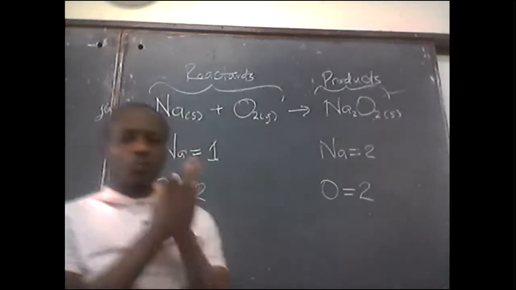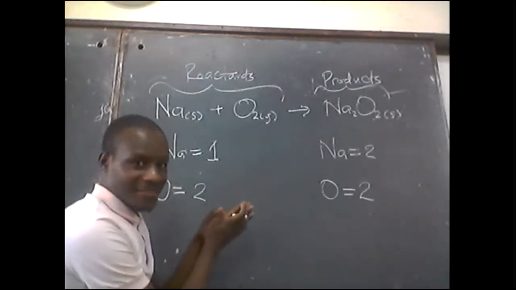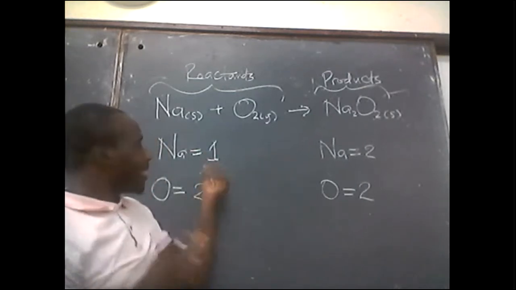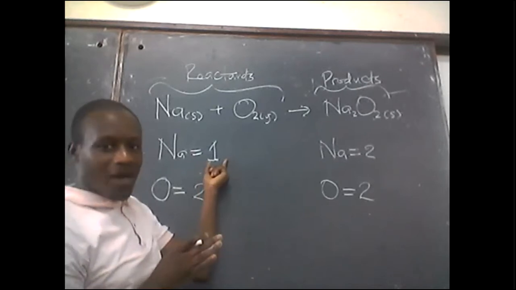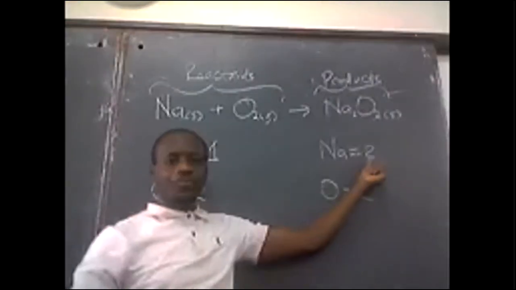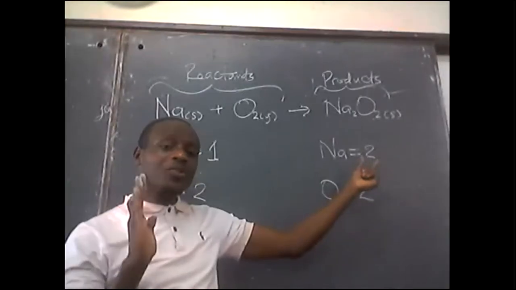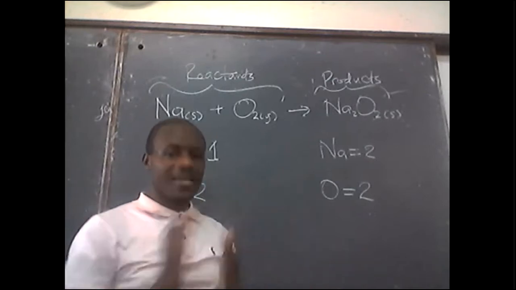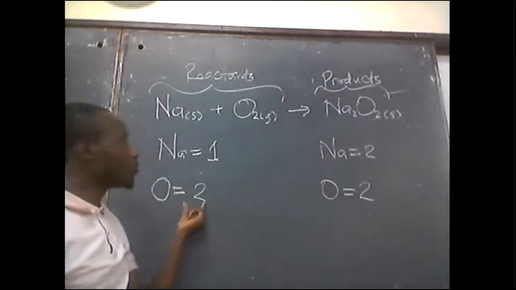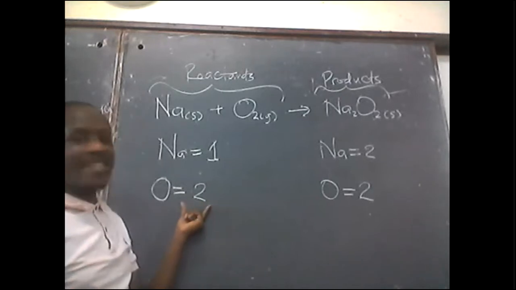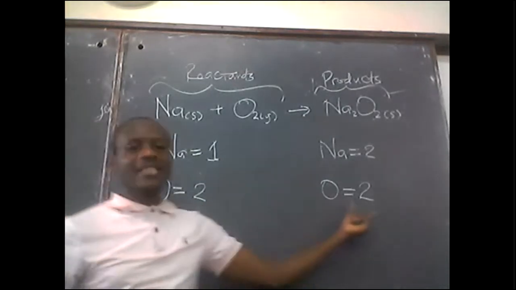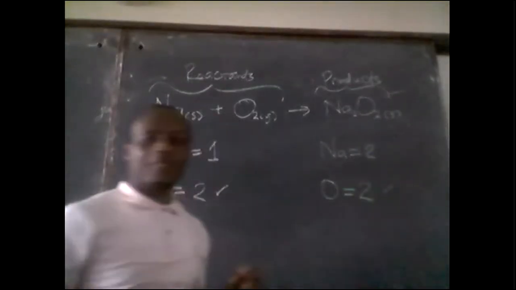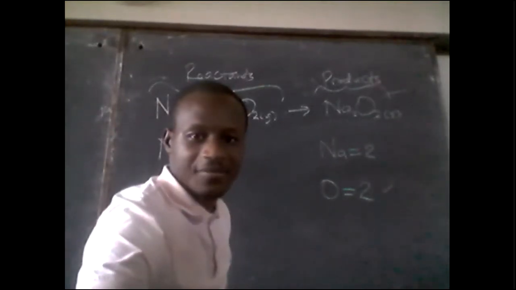So, my job is to help us balance this. If I look at sodium atoms here, on the left-hand side we have 1, on the right-hand side we have 2. What does that mean? It means that sodium atoms are not balanced because they are not equal when you compare the 2 sides. I go to oxygen. On the left-hand side, I have 2 oxygen atoms. On the right-hand side, I have 2 oxygen atoms. That means my oxygen atoms are fine.